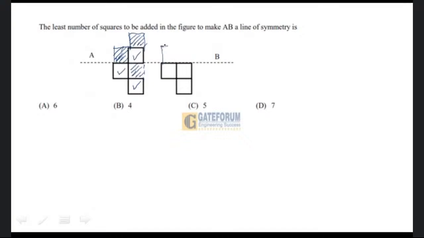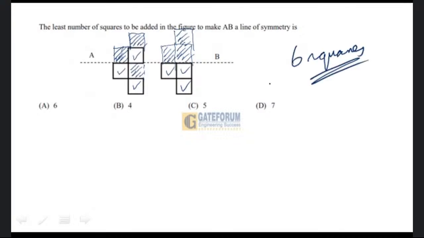Now here I am sure everybody understands that 3 more squares have to be made. One to take care of this, one to take care of this, and this one to take care of this. So the answer would be 6 squares. So this is the correct answer. I think we can move on to the next one.